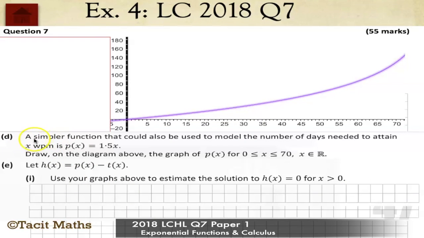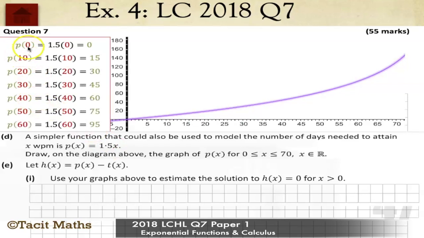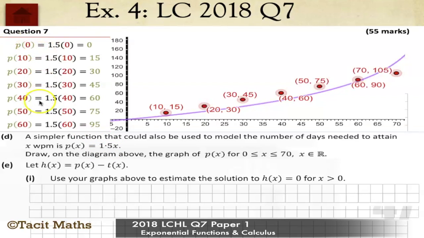Now, it gets a bit interesting down here. So D, a simpler function that could also be used to model the number of days, is just P of x equals 1.5x, and it says draw that on a graph. Straight away, you should be able to see that 1.5x is just a linear function. You can plot out your points if you want, but you only need 2 points for this. When you plot them, you should know they make a straight line like that. If you just take the first point and the last point, that will do as well. As you can see, it's a straight line that we have here.